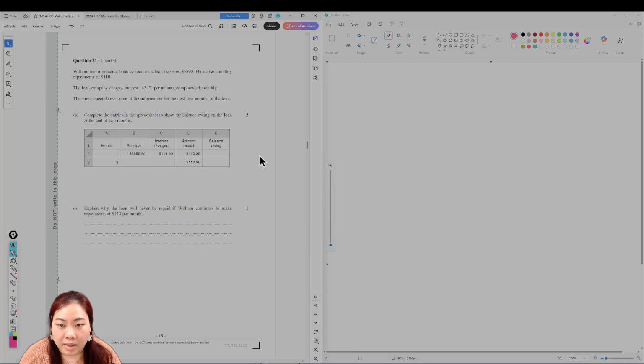Question 21, 3 marks. William has a reducing balance loan on which he owes $5,590. He makes monthly repayments of $110. The loan company charges interest at 24% per annum. Wow, he made a bad choice. Compounded monthly. The spreadsheet shows some information for the next 2 months of the loan. Complete the series in the spreadsheet.